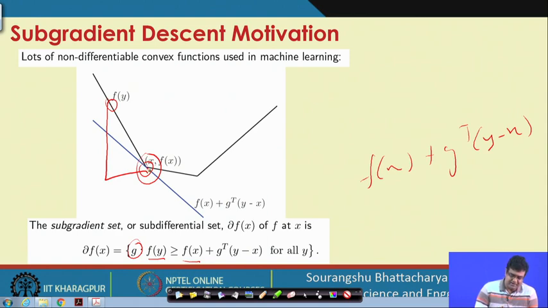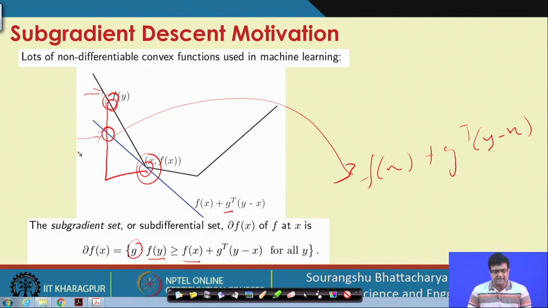So, this is the value of f of x, and this is the value of f of y. For all directions g such that f of y has to be greater than this linear extrapolation from x based on this g, such vectors are called subgradients. These are basically directions which lie below the convex function. So, these are all the directions that come as subgradients.